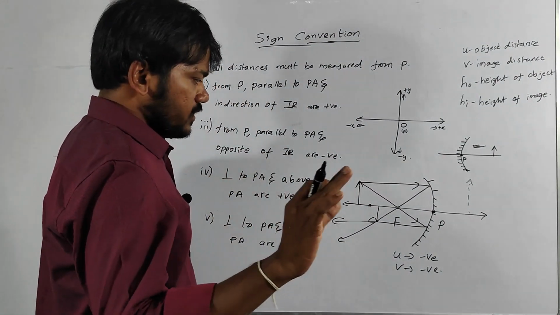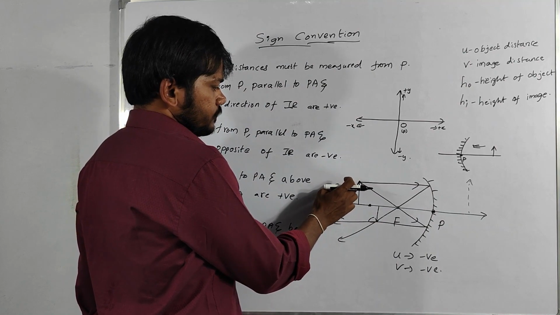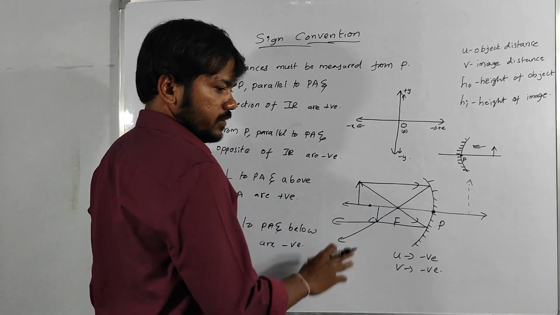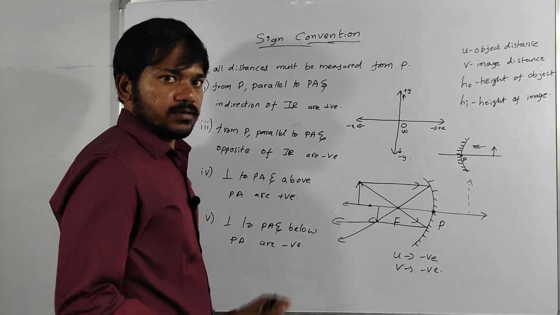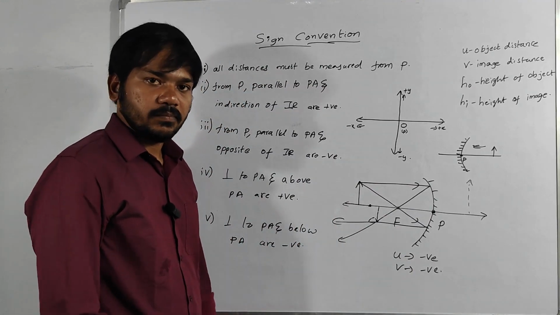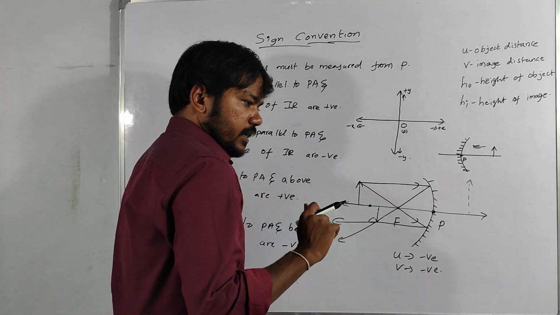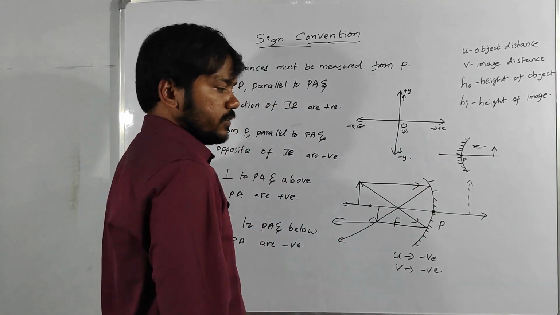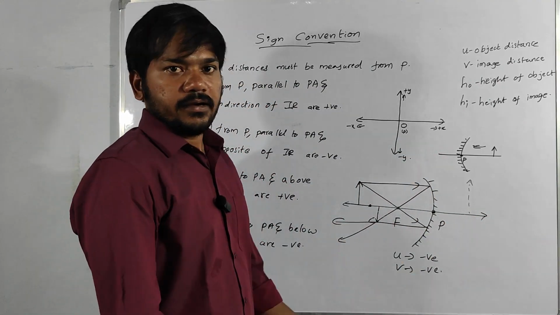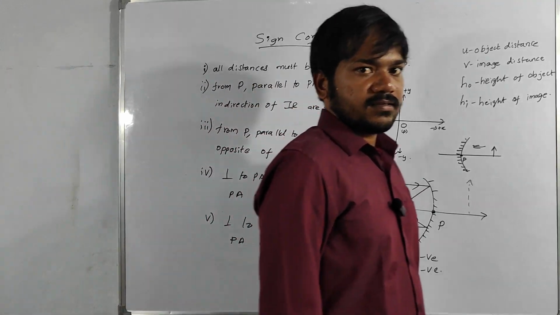But let me tell you in simple words, if the object is kept erect and if the image is formed opposite to it, some minus should be involved. In simple words, some minus should be involved. And whenever you are taking any distances in the direction of the incident ray, they are positive and opposite to them are negative. Clear, no? It's as simple as this.